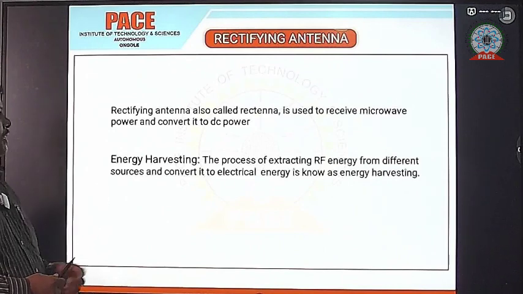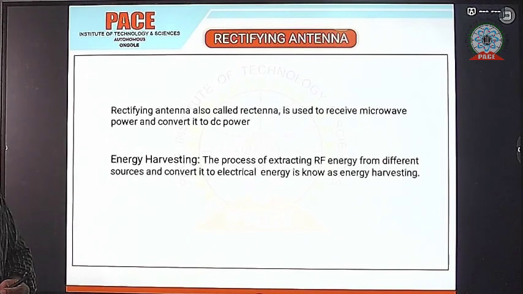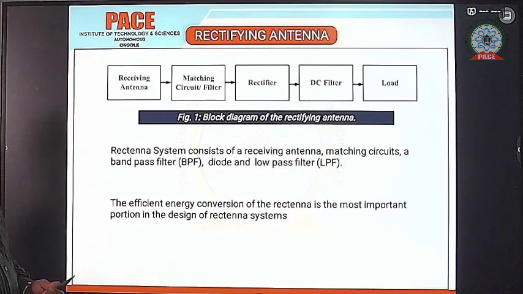Energy harvesting is the process of receiving RF energy from different sources and converting it to electrical energy. Next, in the rectifying antenna, the main block diagram is: first the receiving antenna, matching circuit, rectifier circuit, DC filter, and load. The rectifier is the heart, where the AC signal is converted to a DC signal.